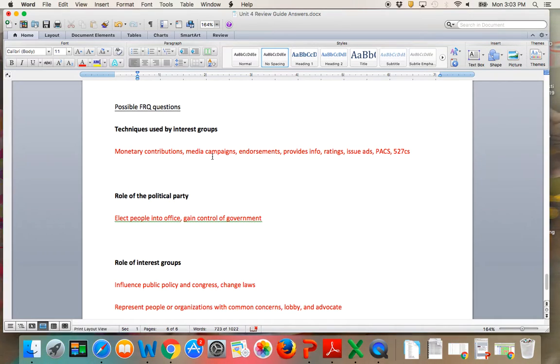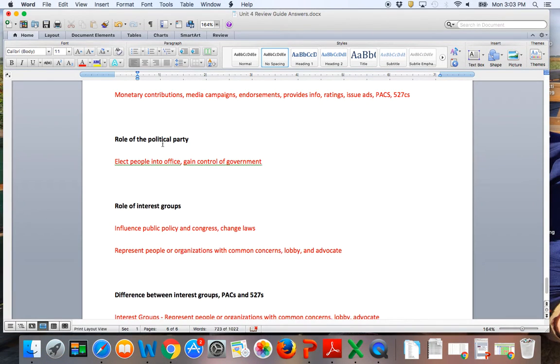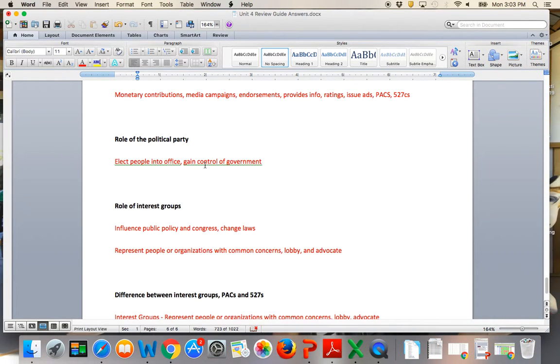A couple of possible FRQs: techniques used by interest groups. They're giving money, helping media campaigns, endorsing candidates, providing info, providing congressional ratings, putting out issue ads. There are PACs and there are 527s that they will give money to. Role of a political party: the biggest role is to elect people to office, promote those ideas, and then when they get into office, try to gain control of the government.